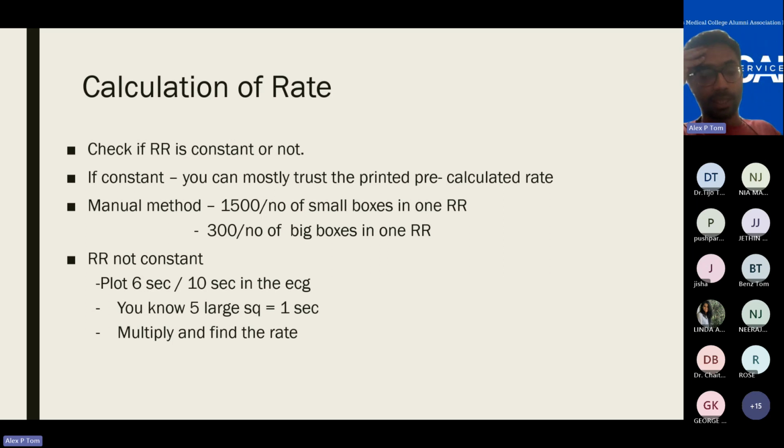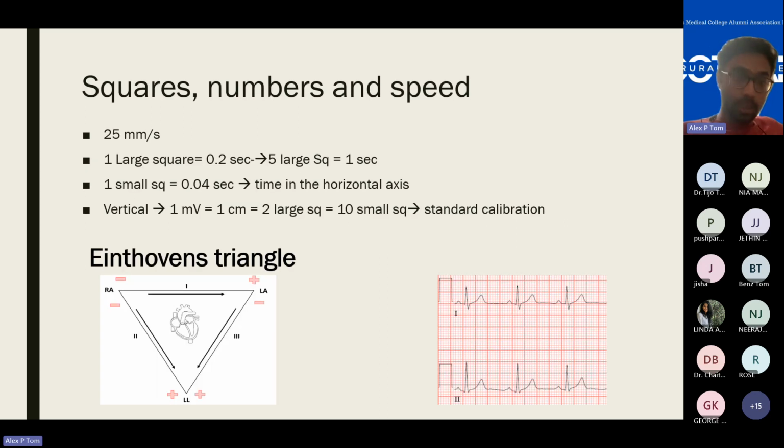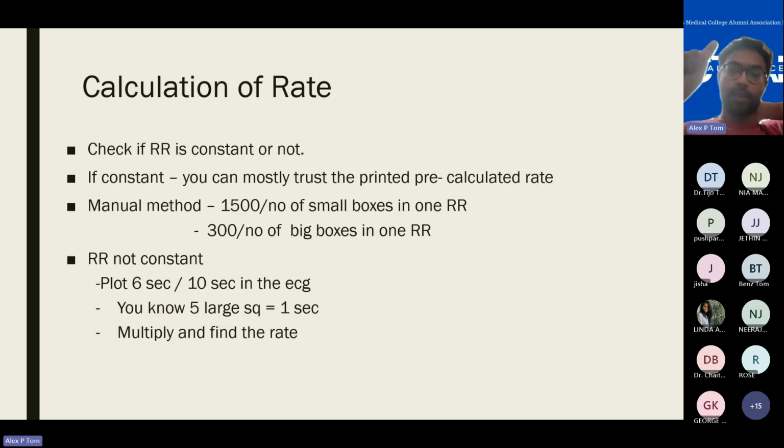in the beginning, I mentioned each big square is 1 second. Sorry, each big square is 0.2 seconds, and then 5 large squares make 1 second. So all you have to do is remember that 5 large squares is 1 second, and then count it out. Take 5 large squares, 1 second, make a mark there, another 5 large squares, another second, make another mark there.